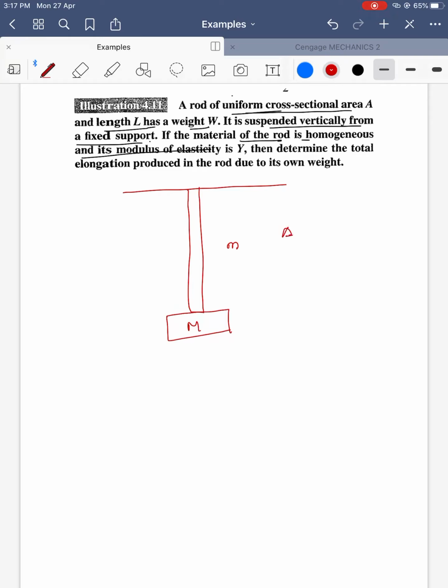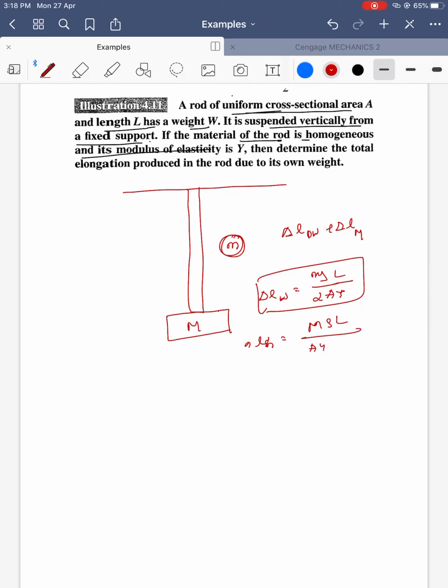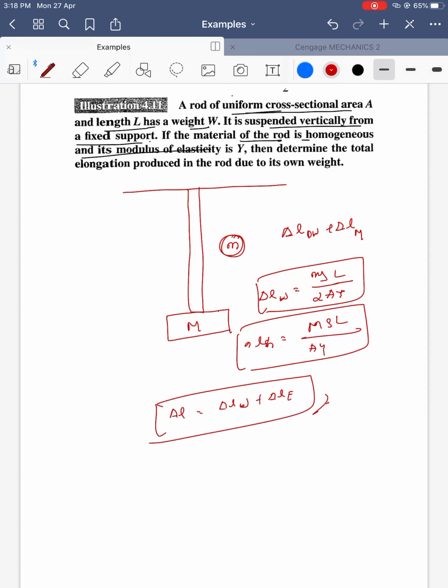Listen carefully. Two elongations will be there: due to its own weight, and due to the external mass. Delta L due to own weight is equal to, how much is the force? It's not mg, it's mg by 2, so mgL by 2AY. Due to mass M, delta L due to mass M is equal to capital MgL by AY. If you want the total elongation, delta L is equal to delta L due to weight plus delta L due to external mass. So just add these two, you will get the value of the total elongation. Let's go to the other question.